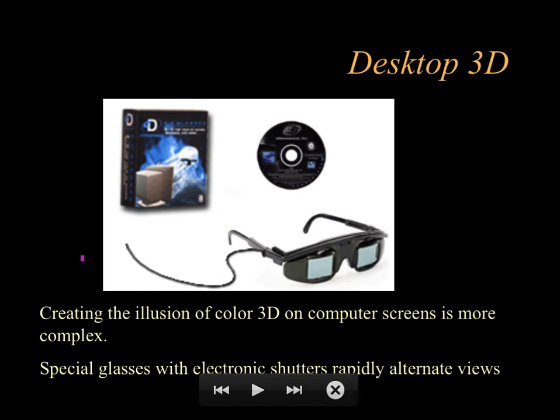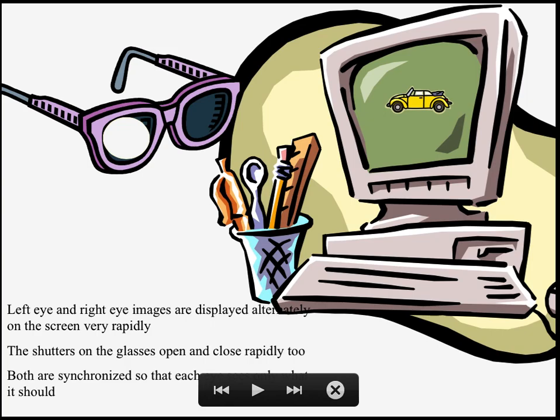On the desktop, it's quite a tricky thing to do, but you can get these special glasses that have shutters on them, like LCD shutters. So basically, you only look through one eye, and then a tiny amount of time later, you look through the next eye. So the idea is that one eye is blocked, and then the next eye is blocked. It goes back and forwards, switching between left and right the whole time, and it happens so fast that you don't notice.